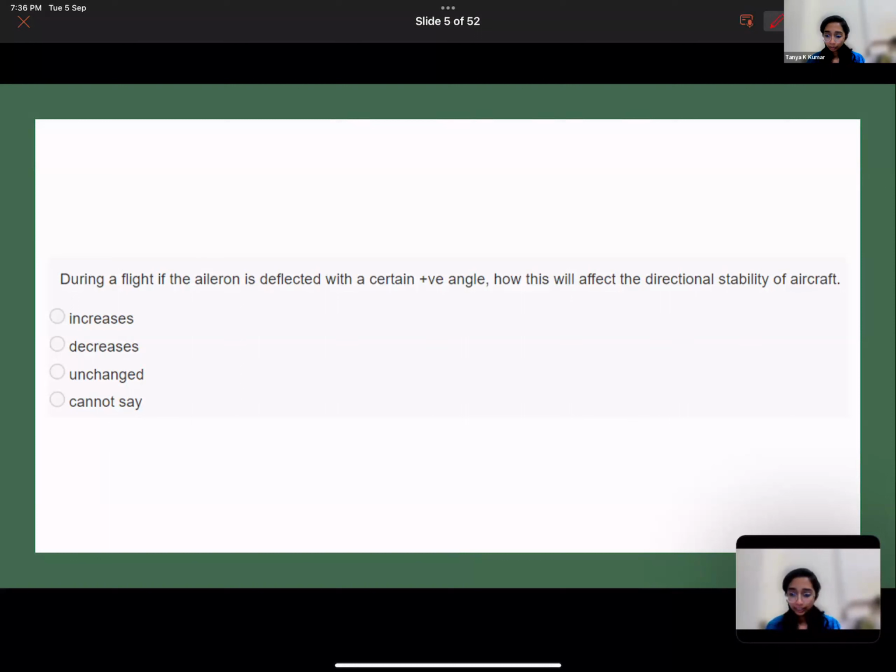During a flight, if the aileron is deflected with a certain positive angle, how will this affect the directional stability of an aircraft? Will it increase? Will it decrease? Will it remain unchanged? Or you cannot say. Read the question, think about it for a minute and tell me.